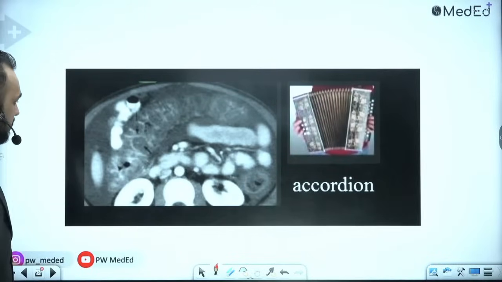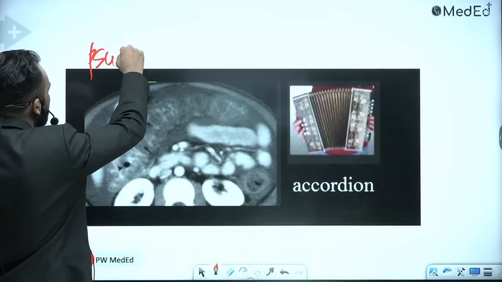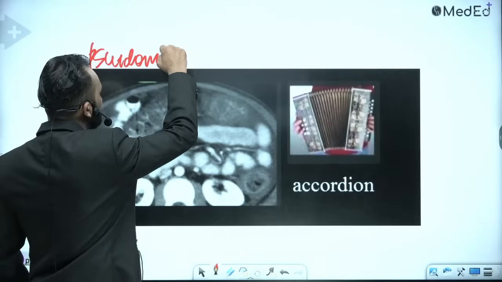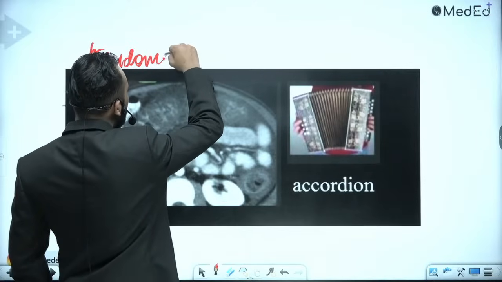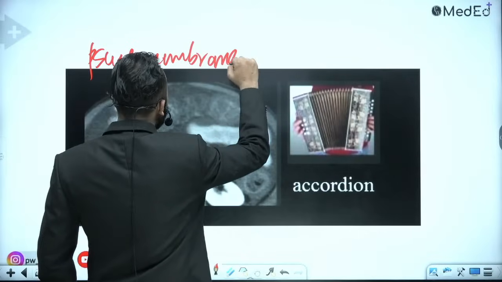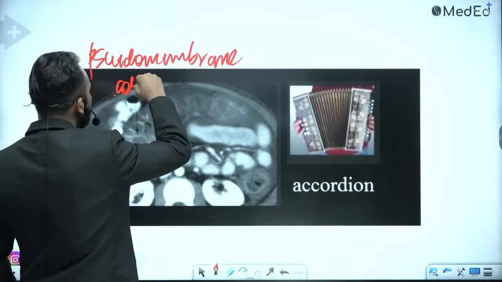Accordion sign is seen in pseudomembranous colitis. There is thickening of the transverse colon giving the appearance of an accordion, okay, and it is seen in patients with pseudomembranous colitis.